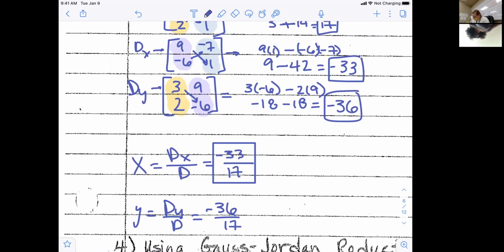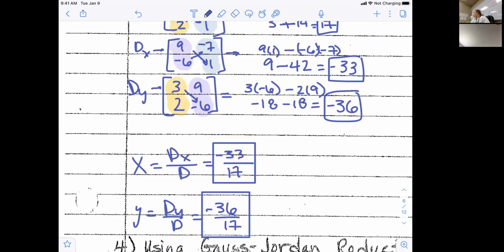So the reason we did all of those determinants is so that I could set up these 2 fractions. I cannot simplify. 33 and 17 have nothing in common. 36 and 17 have nothing in common, so this is as good as it gets. Those are my answers. Can I prove it to you? Can I prove that this works?